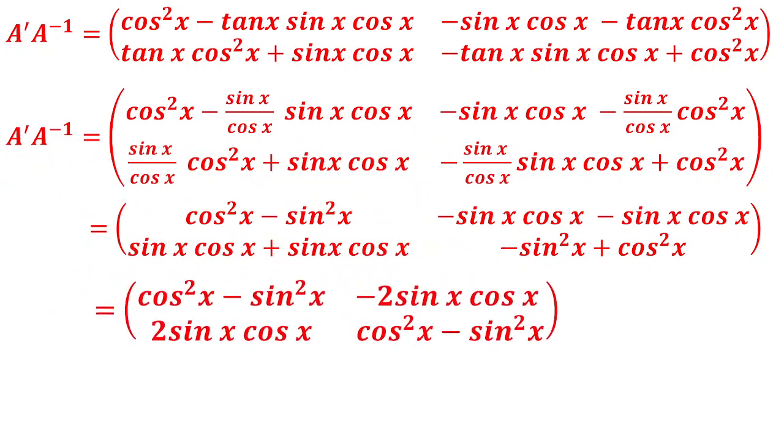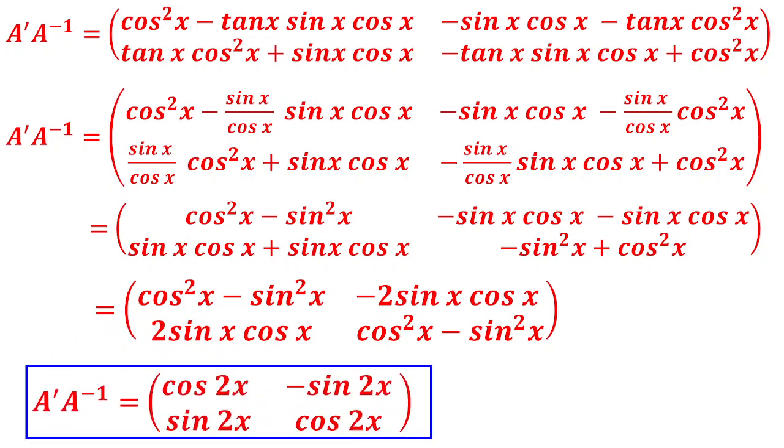I know the formula. Cos square x minus sin square x is cos 2x. 2 sin x cos x is sin 2x. I am applying it now. Therefore, I got the answer. A dash A inverse is cos 2x, minus sin 2x, sin 2x, cos 2x. Here we have applied the idea of A inverse, the idea of transpose, and we have multiplied.